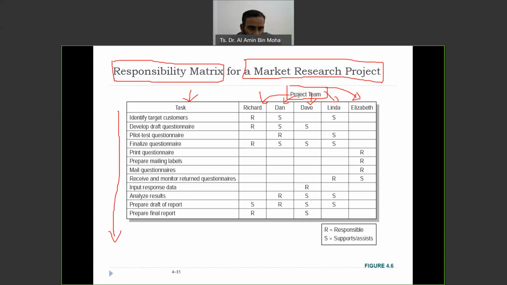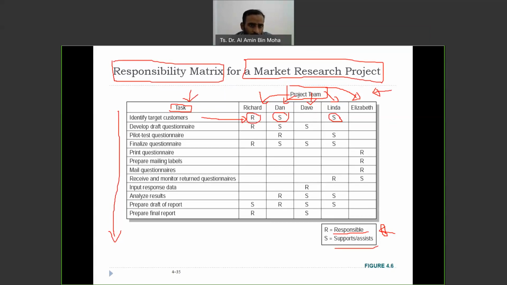Based on the list of the tasks here, they map who's going to do what by having 2 indicators. First one is responsible, means the main person in charge, and the second one is who's going to support or assist. As an example, for this task, the main person who's going to be responsible is Richard. He is going to be helped or assisted by Dan and also Linda. So you map these kind of things for all the steps, of course, based on the capability of the staff, their expertise.